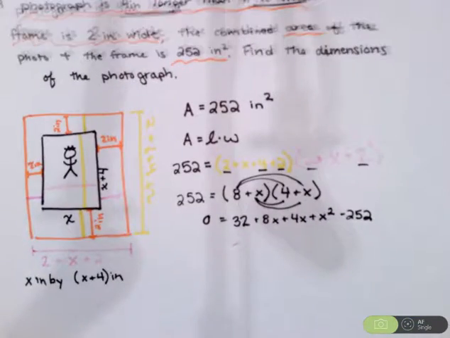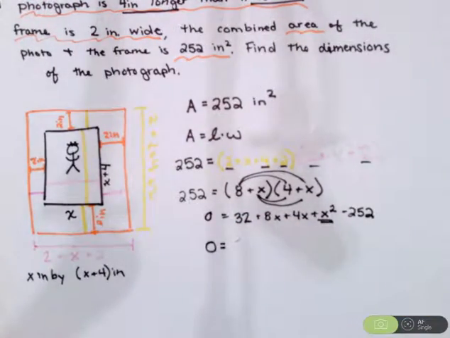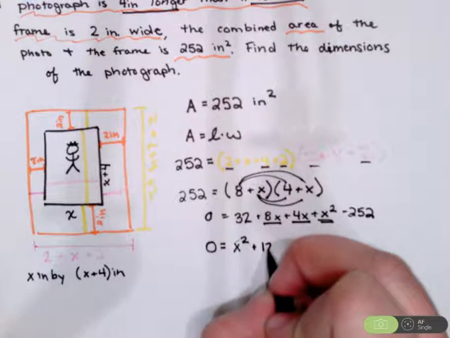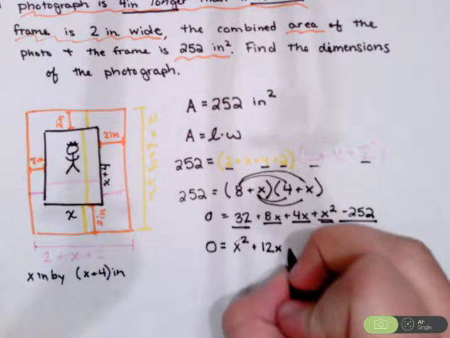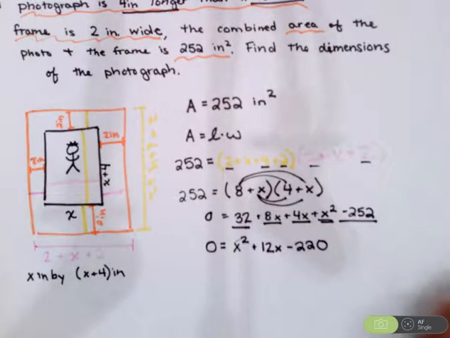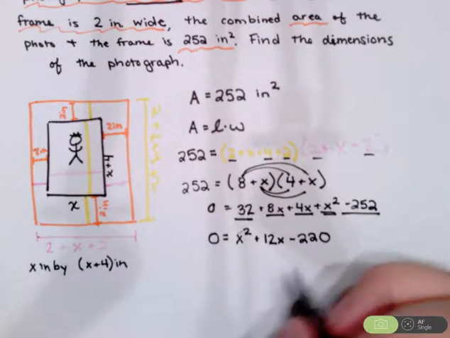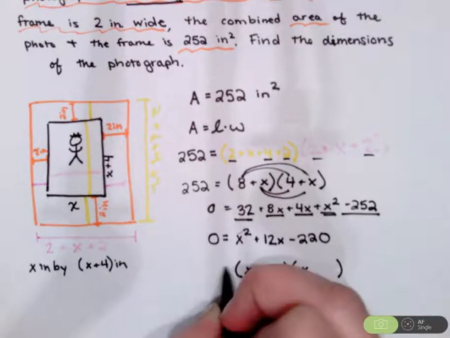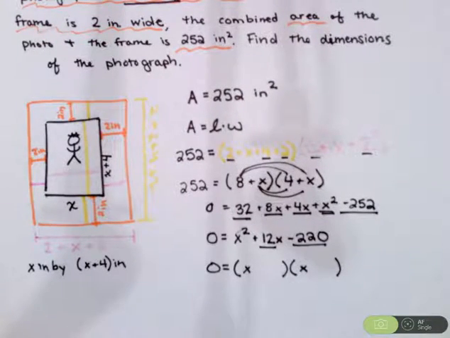Now we simplify and combine all like terms. Because I'm kind of OCD, I want my x squared at the beginning, so I'm going to move that. I have an x squared, I have an 8x and a 4x, which gives me 12x, and then I have 32 plus negative 252, which is negative 220. So now I just have a quadratic set equal to 0. The only thing we can do is factor it and solve. I'll set up my parentheses with x in front. Then I need to ask myself what multiplies up to negative 220 and adds up to 12.